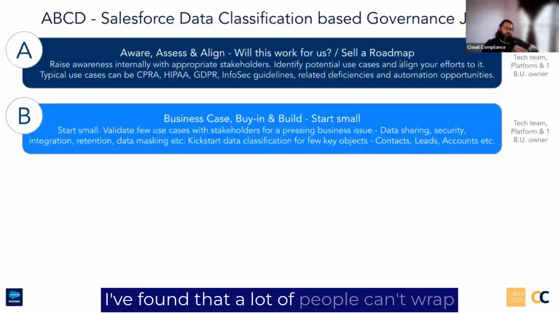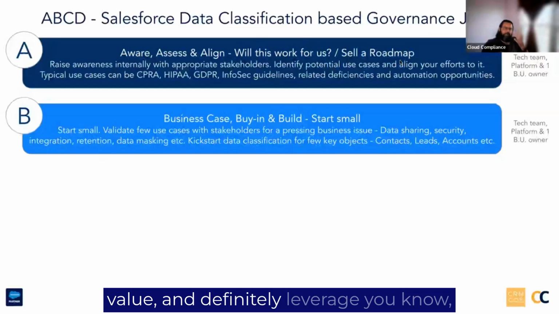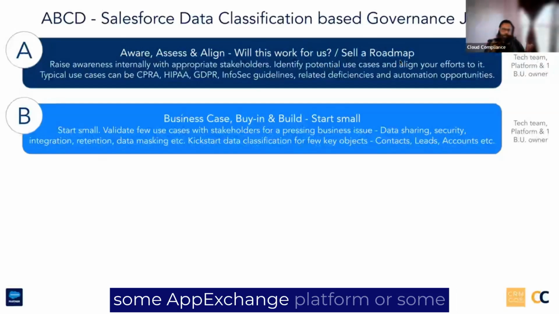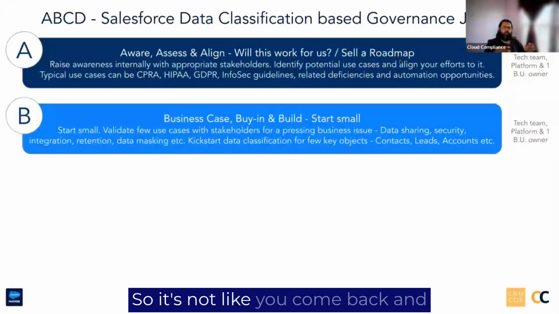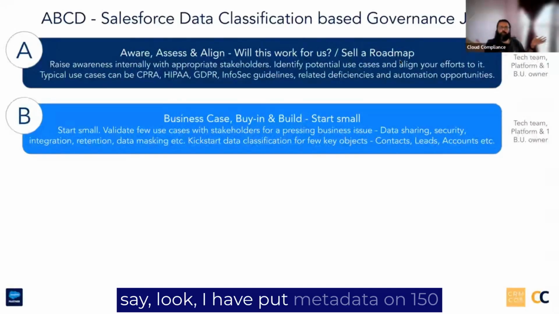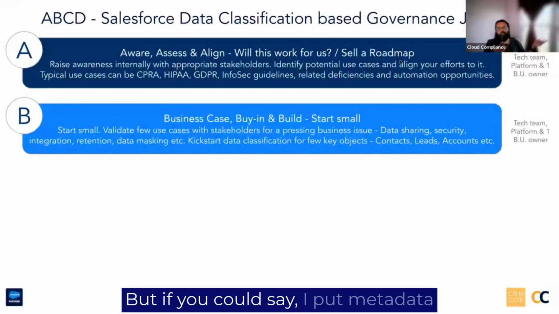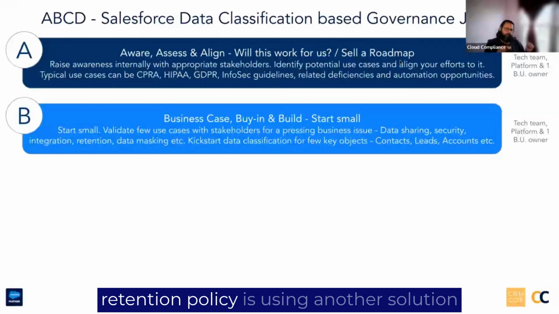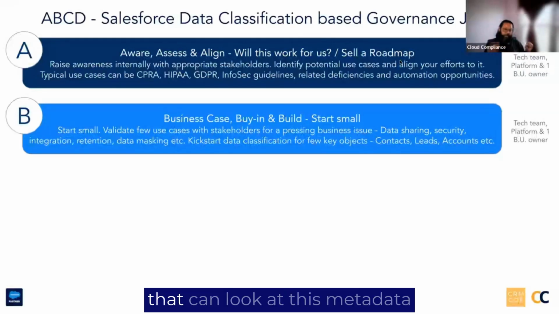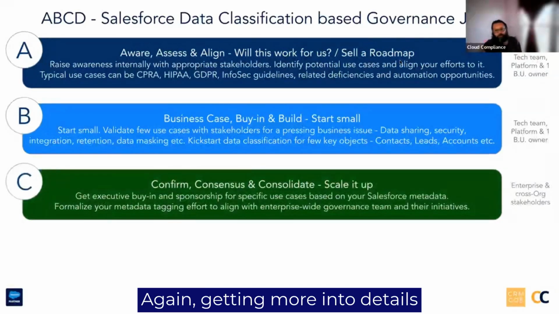I've found that a lot of people can't wrap their head around it unless they see some value, and definitely leverage some AppExchange platform or some existing solution that can drop benefits. So it's not like you come back and say, look, I have put metadata on 150 fields. That has no business value. But if you could say I put metadata on 150 fields, and in this pilot, my retention policy is using another solution that can look at this metadata and leverage it to enforce these. So that's this.